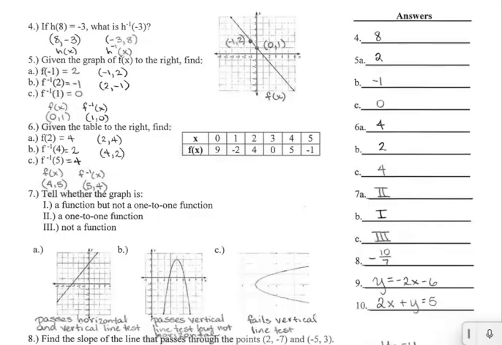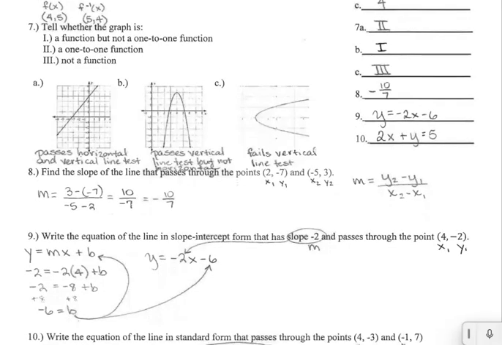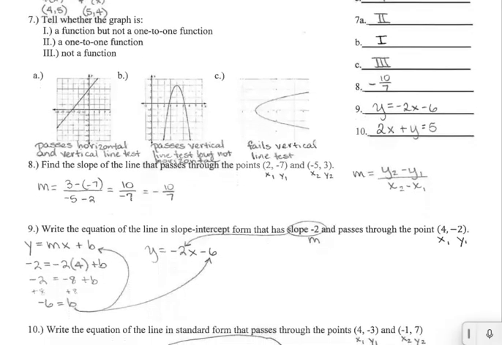All right, then for number 7, they asked me to tell whether I have a function, a one-to-one function, or neither. So remember, to tell if something is a function, you're going to do a vertical line test. So that means I'm going to draw a vertical line and make sure that I don't hit my graph in more than one spot. So when I draw vertical lines on this, I do not hit my graph in more than one spot. So yes, that is a function. Then to see if it's a one-to-one function, I'm going to do the horizontal line test. I'm going to draw horizontal lines and make sure I don't hit my graph in more than one spot, and I don't. So this passes both the horizontal and the vertical line test. So therefore, it is one-to-one.